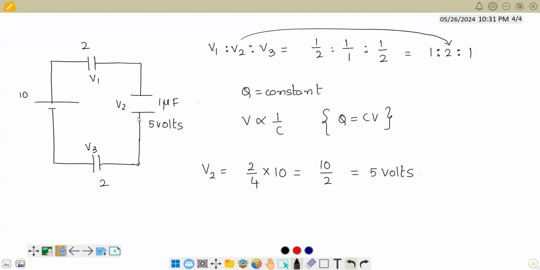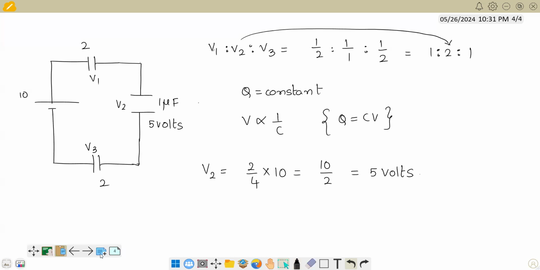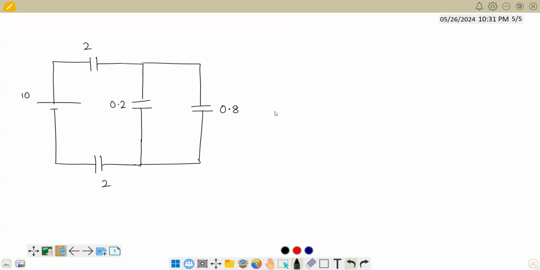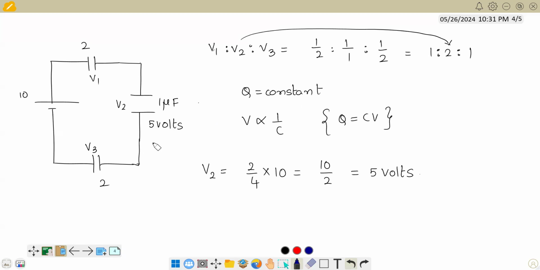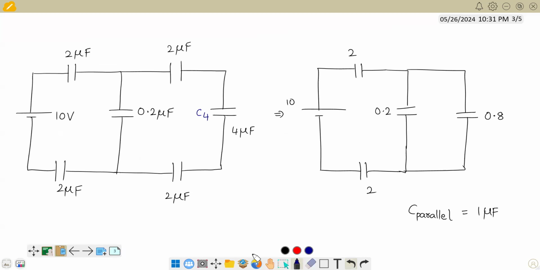What do I mean by reverse direction? If this is 5 volts, if I take the previous figure, this one is made up of 0.2 and 0.1. That means you can imagine this one is 5 volts, and this one is also 5 volts, because these two are in parallel. So if one has 5 volts, the parallel things will also have the same 5 volts. Again, we will go in the reverse direction. So from this, we'll go to the most basic diagram. So this is the basic diagram.